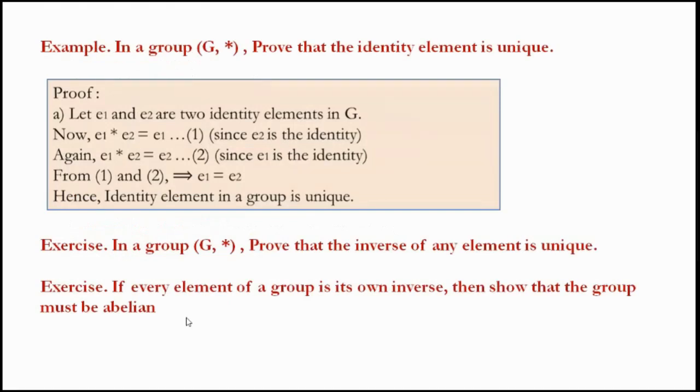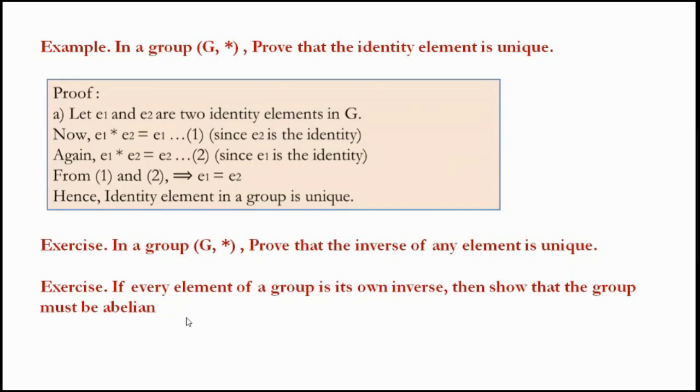In group G comma star, prove that the identity element is unique. So that means there exists only one identity element. Like for example, for non-zero real numbers, there exists only one identity element, that is 1. If you multiply with 1, then the resultant will become the same element.